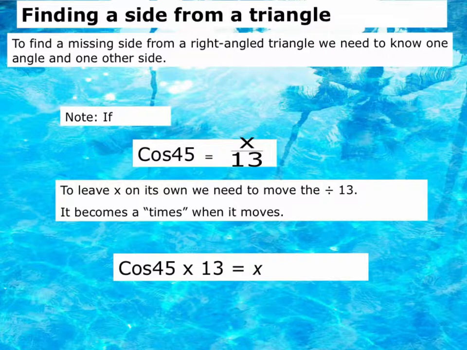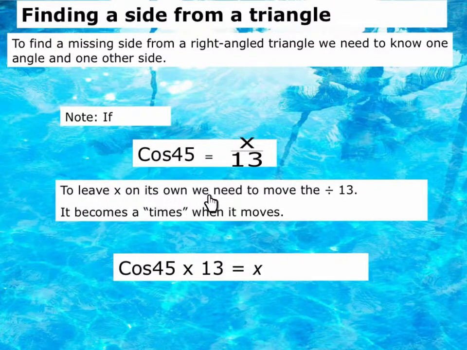Not only can you find an angle measurement given some sides, but you can also find a side from a triangle. So to find a missing side from a right angled triangle, we need to know one angle and one other side, and that's it. So note, if cosine of 45, remember 45 is the angle given, and they gave me a side of 13. This should be the hypotenuse.